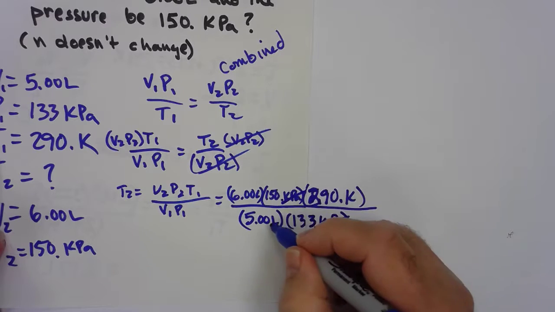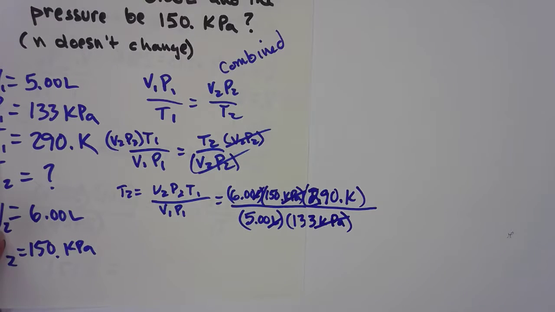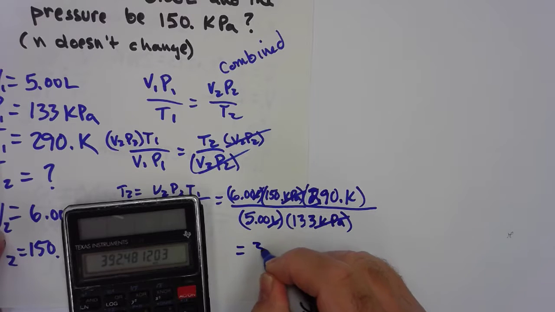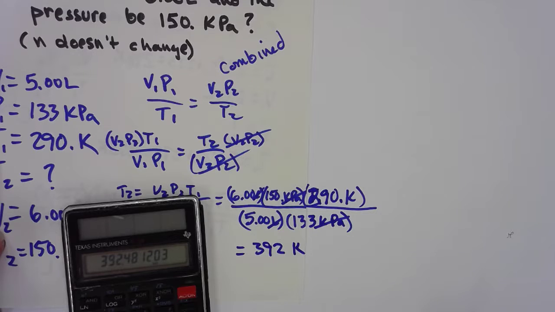Now my kPAs are going to cancel, my liters are going to cancel. I'm left with Kelvin. Seems reasonable. 6 times 150 times 290 divided by 5 divided by 133. I get 392 Kelvin.